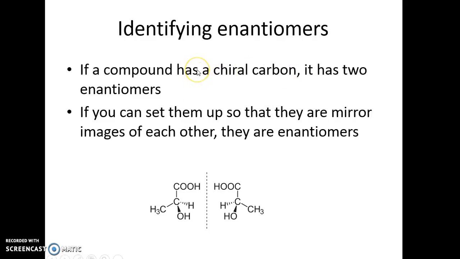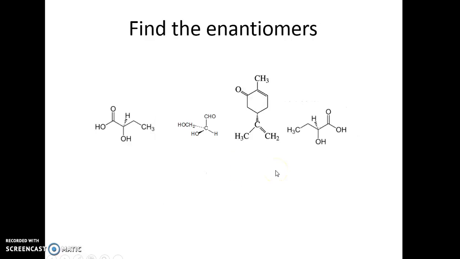So how do you identify enantiomers? What you first do is you identify a chiral carbon, like we've already gone through. Then you can take another compound and bring it up to see if it is a mirror image. If it is a mirror image, well, then you have enantiomers. So look at these compounds and you'll find a pair of enantiomers in there.